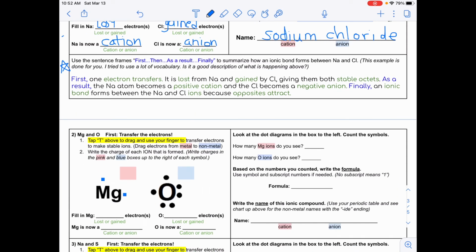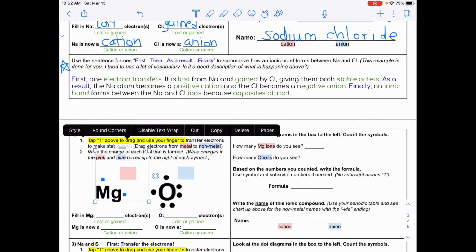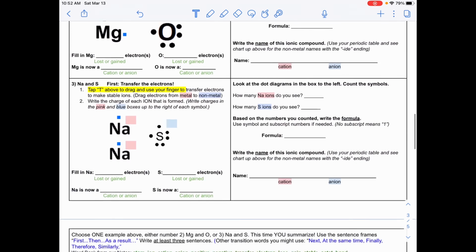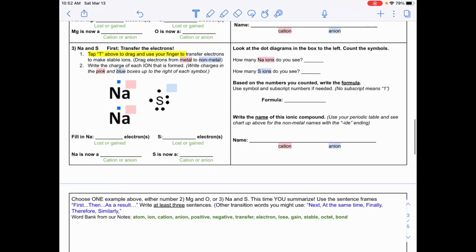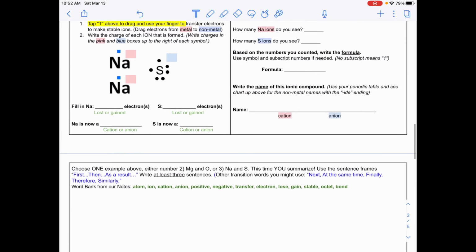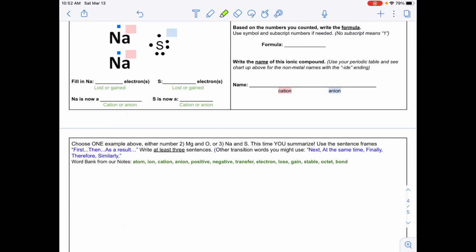Remember, if you've tapped the pencil or whatever up above, you've got to tap that T again in order to drag electrons. Here you see these blue ones, they want to drag, and same on the bottom, number 3. And then finally at the very bottom is where you're going to summarize. Once you've done them, choose either Mg and O, which is number 2, or Na and S, and summarize it. Try to get as much vocab in there as you can. Remember, come to a Google Meet if you need more help.